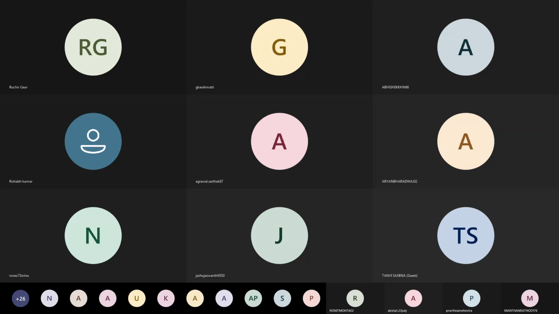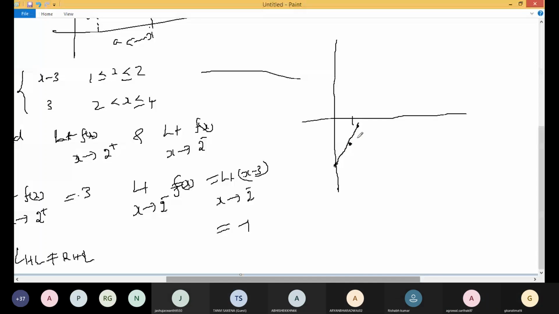okay, screen is visible, no? Screen is visible, no? Hello? Yes, sir. Okay. Okay, when x is equal to 2, what is 2 minus 3? It is a minus 1. Okay, somewhere here. Okay, the graph is like this.